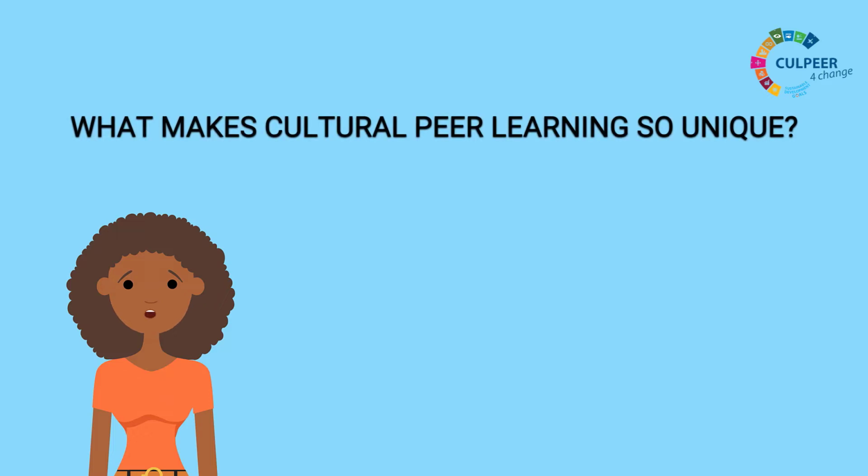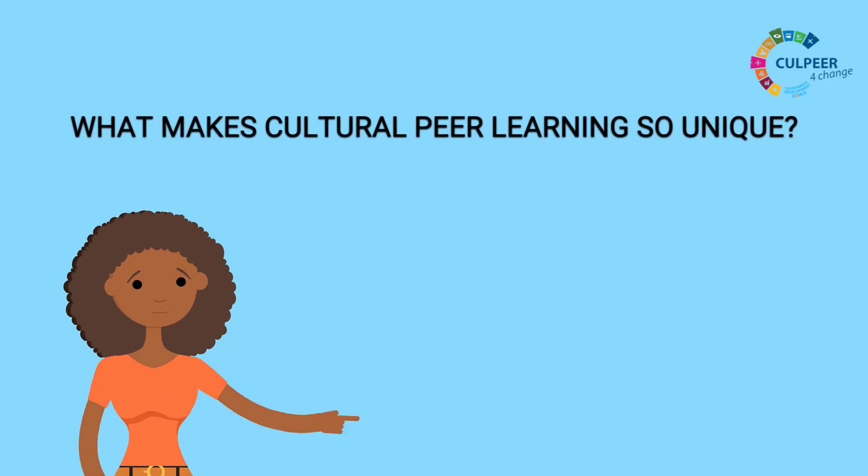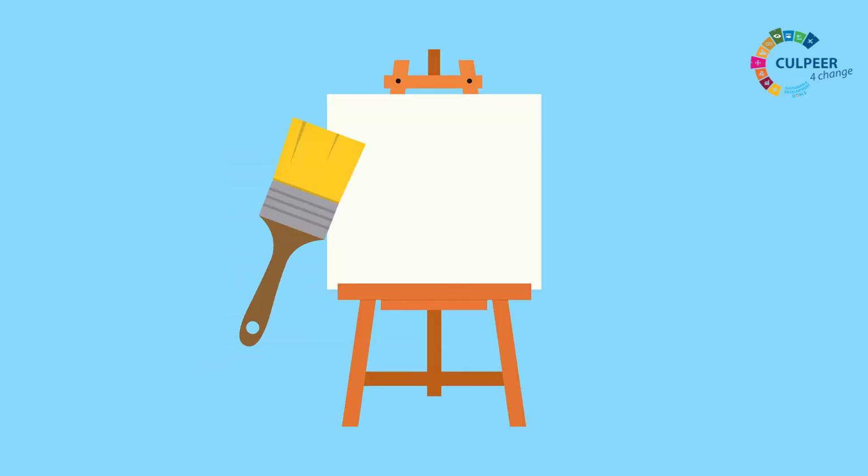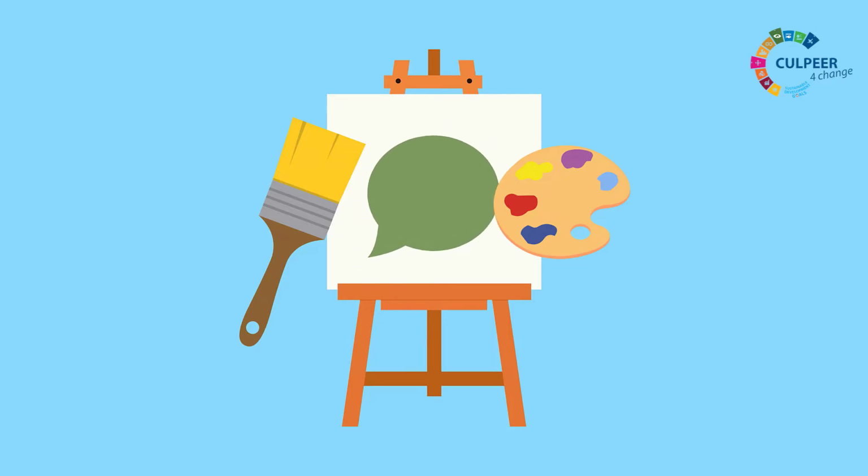What makes cultural peer learning so unique? The youngsters' unique perspective. The insight into different regions of the world, a young generation shaped by culture and language. Together they take a stand for the planet, humanity and their future. Art for social change created by young artists. They believe that by communicating through art, they will make an impact.